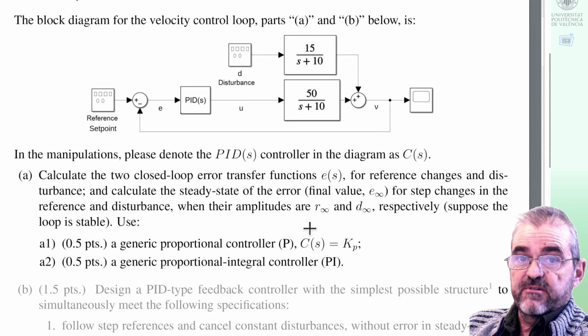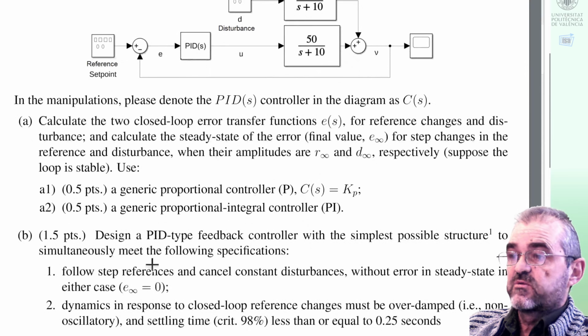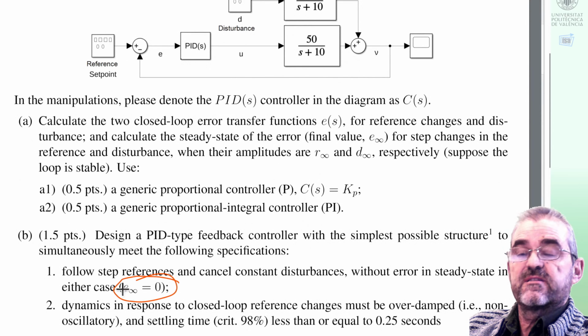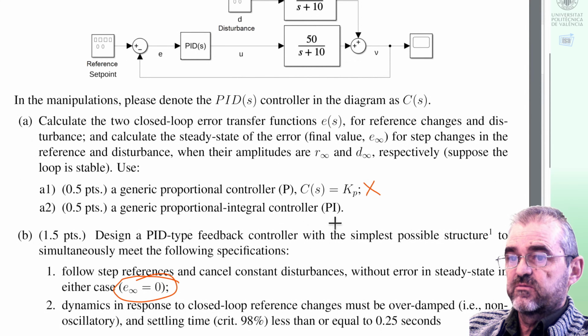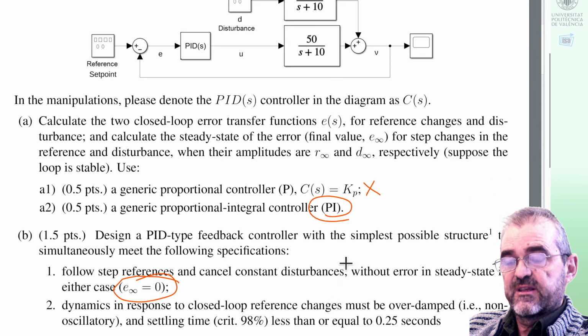We will use the results of that question in the second half because, as we will be requested 0 error, proportional control will not be valid, so for sure we'll need a proportional integral control. The details on that will be left for a continuation video. For the moment being, we end here.